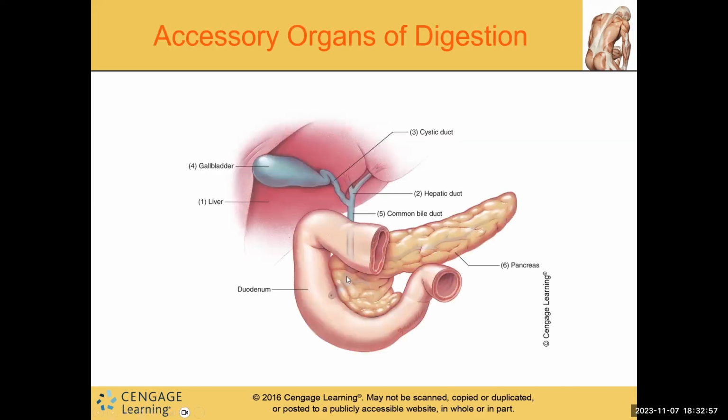Here's the pancreas, this pretty good size organ here. Here's the liver. Below the liver is the gallbladder, and it's got the ducts for bile. Duodenum, common bile duct.